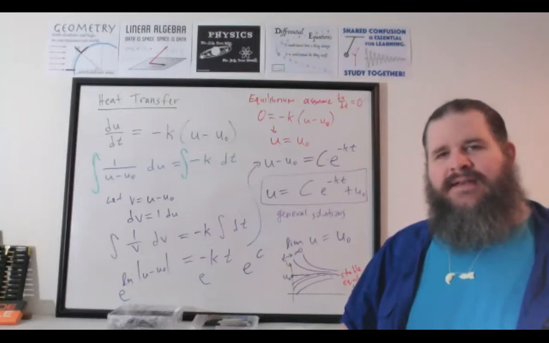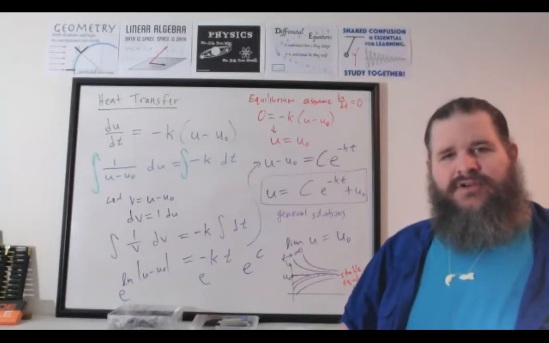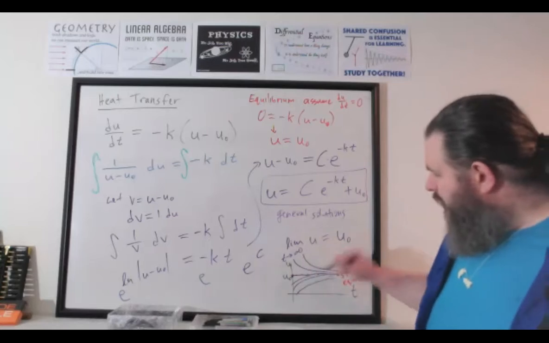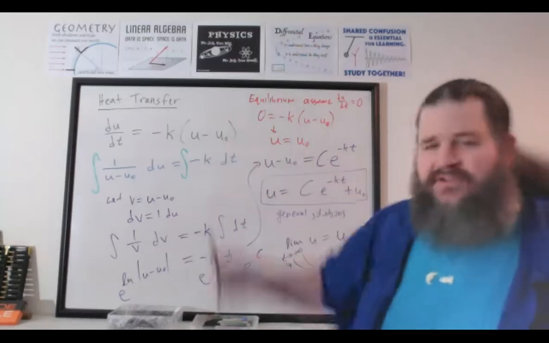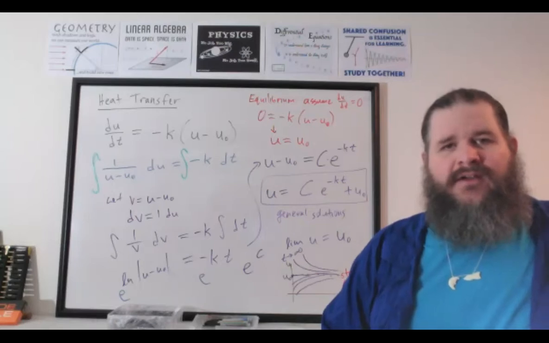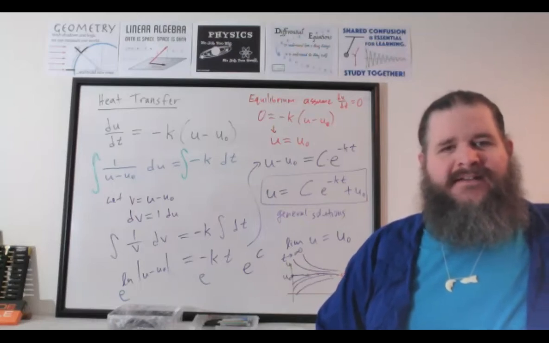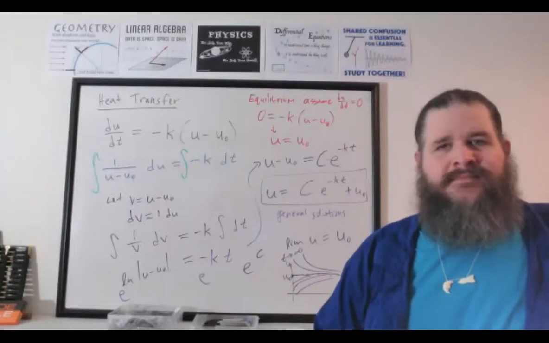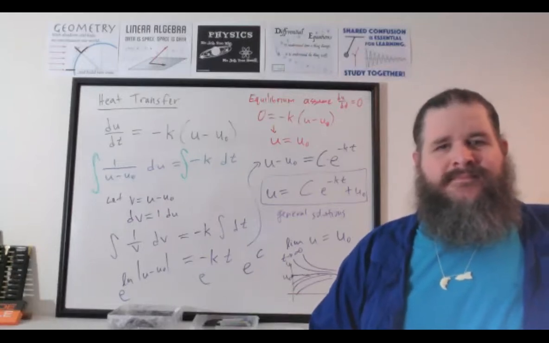Now, what if we wanted to get a specific solution? We know that there's many curves that match this differential equation that have this behavior. What if we wanted to narrow it down to one specific curve? What other information do we need? Can you repeat the question? Sorry.